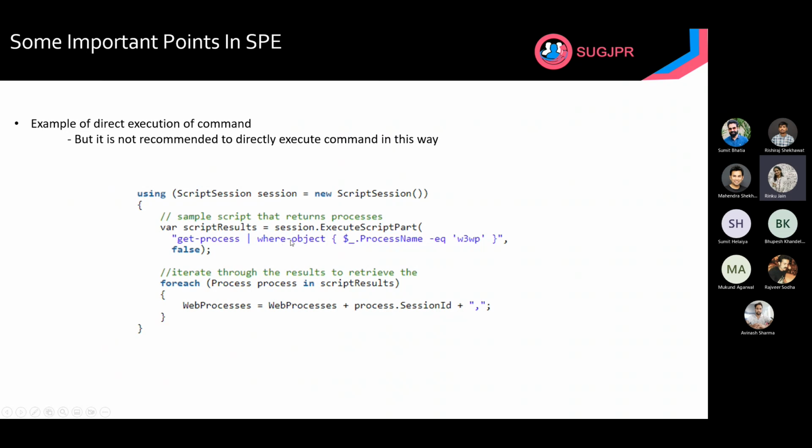And if we don't want that, this is an example of how we can directly use the cmdlet. Here we are using the Get-Process cmdlet, and then we have Where-Object over there. So we have this query, and then we pass false. We have the result in the script result object, and now we can simply iterate through all the processes one by one and show them on the UI. So like this, we can utilize the script in our C# code.